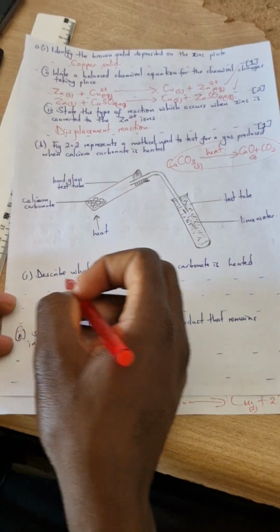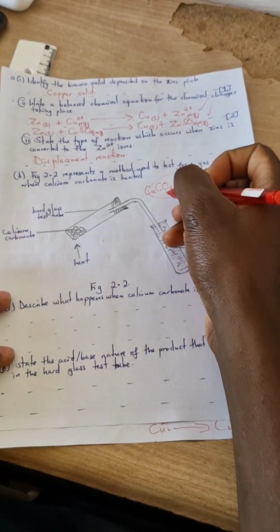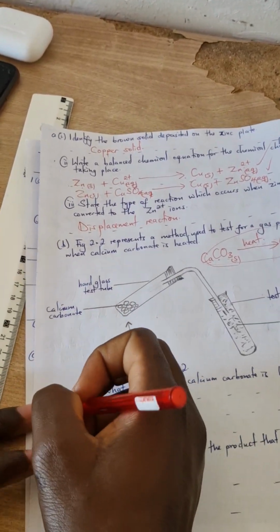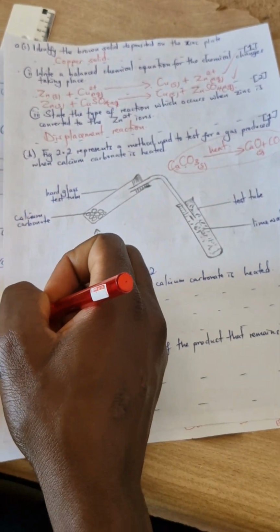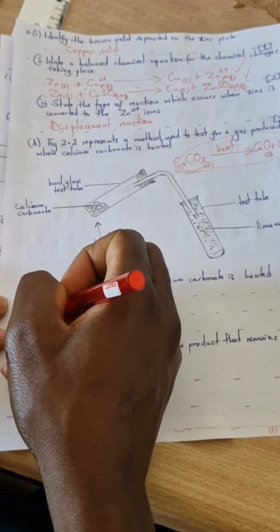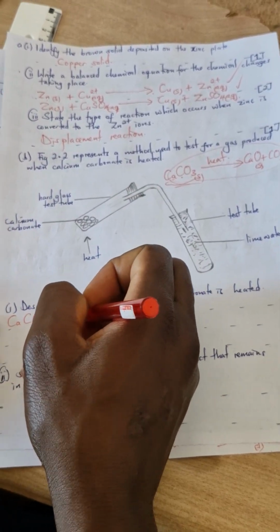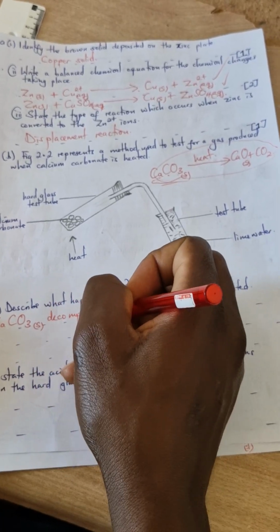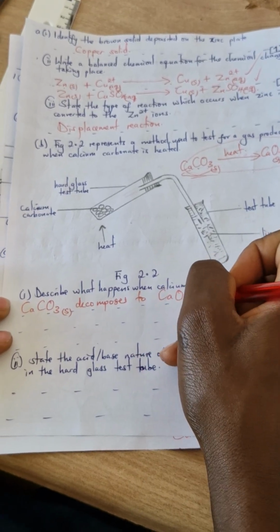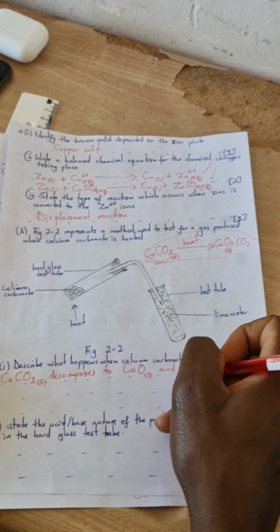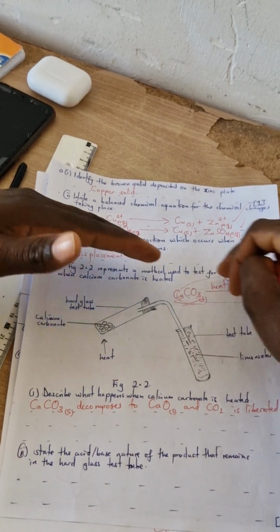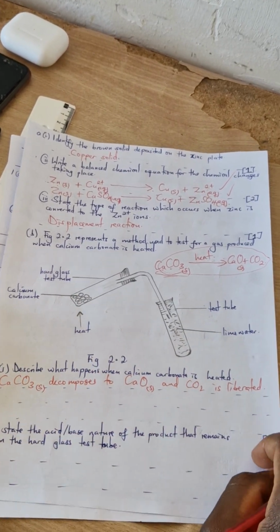Then we want to describe now. So this reaction is showing that this calcium carbonate decomposes. So the first thing we say is decompose. We can write the chemical formula: calcium carbonate, solid, decomposes to calcium oxide, a solid, and the carbon dioxide is liberated. Yeah, that is what is happening here.